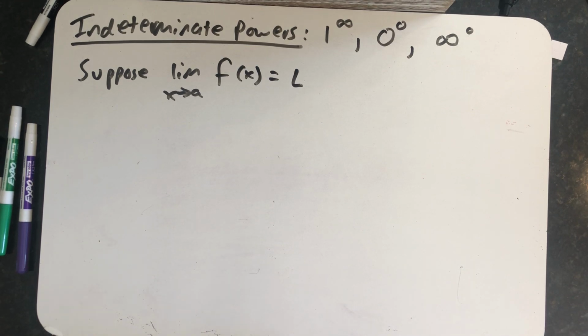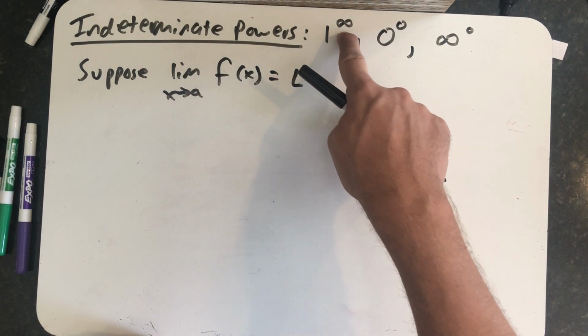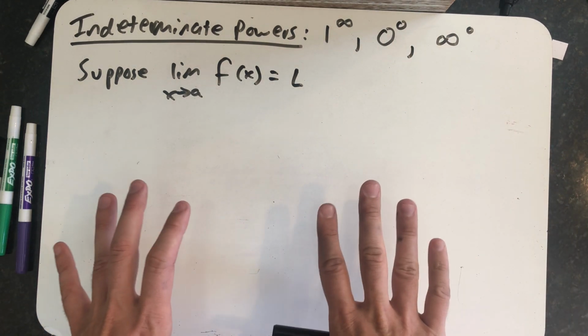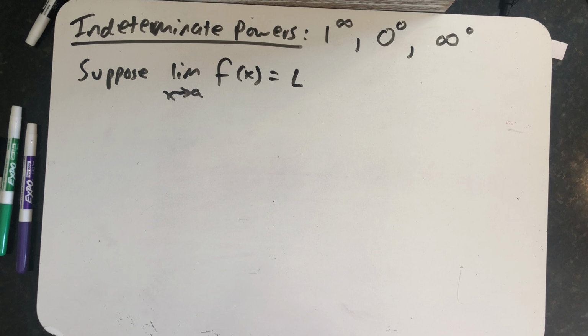One other place we can apply L'Hopital's rule is to what we call indeterminate powers, limits that are in the format of 1 to the infinity, 0 to the 0, or infinity to the 0. Before we see an example of one of these indeterminate forms, we first need to establish something about limits.